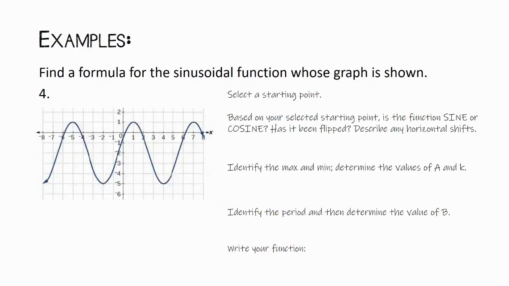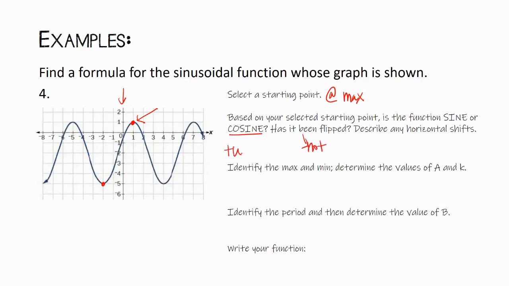For question number 4, we're going to also find a formula for the sinusoidal function, and we're going to select a starting point. You'll notice on the y-axis it does not start there at a maximum, minimum, or a midline value. So just pick one of those 3 points that's close by that's easy to figure out the horizontal shift. So this one right here is a good place to go because it's just one to the right. You could also use this one down here if you want, but I'm going to start at this point right here at the maximum. Based on that starting point, this is a cosine function that has not been flipped.